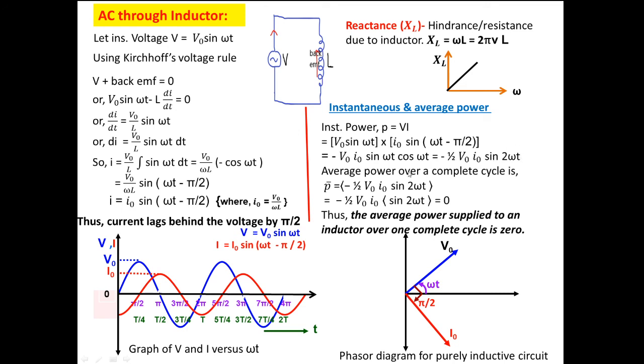Now the average power. Average power we have to average over a complete cycle. And the average of sin 2 omega t over a full cycle is 0. So the average power supplied to an inductor over one cycle is 0. So this much is about resistor and inductor.